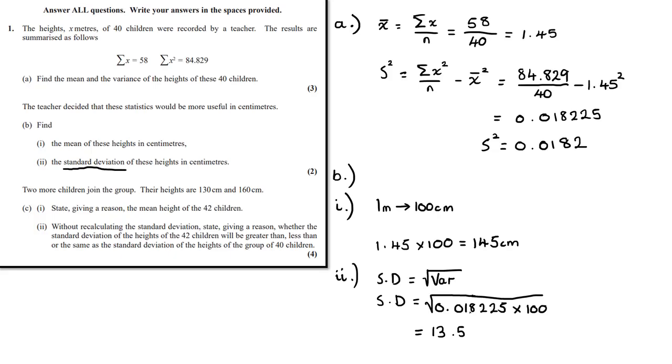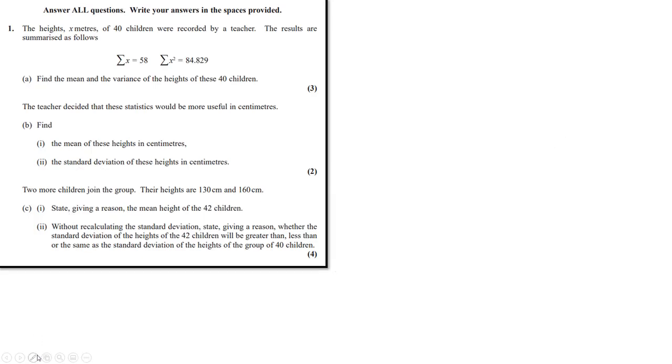So that's part B done for 2 marks, and we arrive at part C now. So let's just clear the screen so we've got enough room for part C. So we're told here that 2 more children joined the group. Their heights are 130 centimetres and 160 centimetres. So for the first part, we're just asked to state, giving a reason, the mean height of these 42 children. So part C, part 1. So the new heights are 130 centimetres and 160 centimetres.